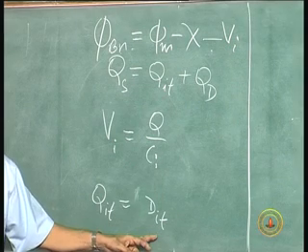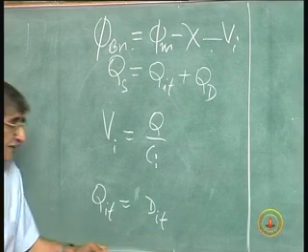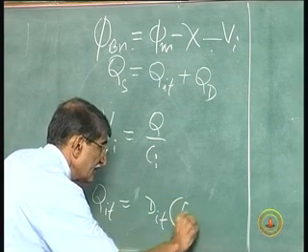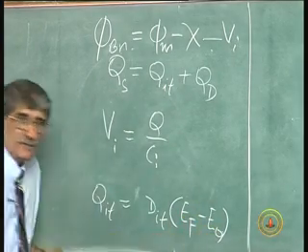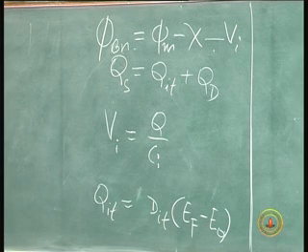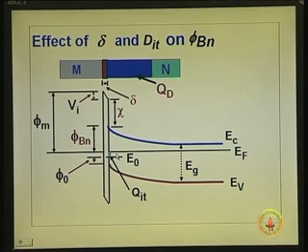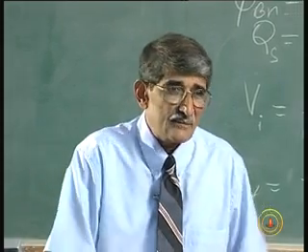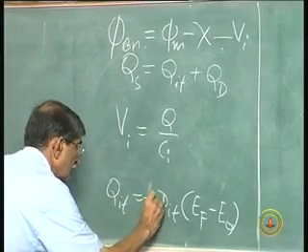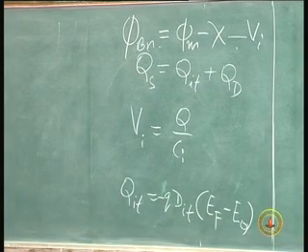DIT is per centimeter square per electron volt. You have to multiply it by the difference between E F and E naught. The difference between these two levels is E F minus E naught. That multiplied by DIT gives me the total number of states, multiplied by q. Is it plus q or minus q? It is minus q because these are acceptors. So, this is that. That is it. Now, you are in business.